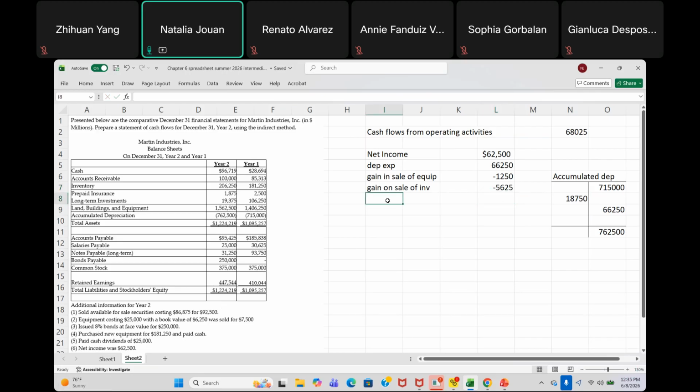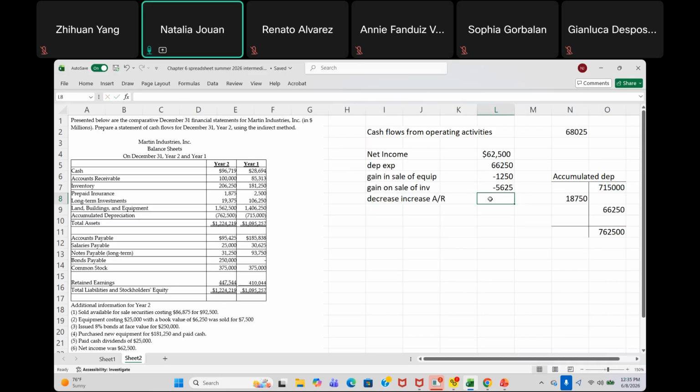So we adjusted for non-cash expenses, and we adjusted for gains and losses. And now we have to look at the current accounts. First, accounts receivable is increasing. That means that we have to decrease. So, decrease for the increase in accounts receivable.